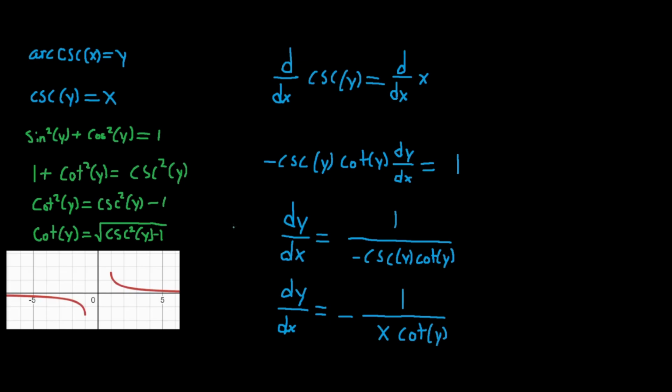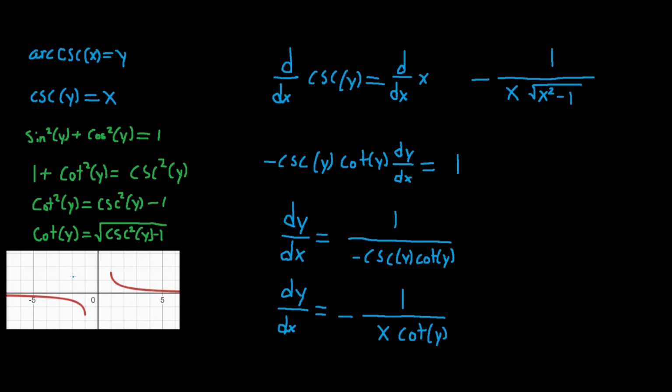But I'm going to skip that step because if you look closely, you can see cosecant squared of y. Up here, cosecant of y is equal to x. So cosecant squared of y is just cosecant of y times cosecant of y. In other words, x times x, which is just x squared. So I can write this all as negative 1 over x times the square root of x squared minus 1. And we're not quite done yet.